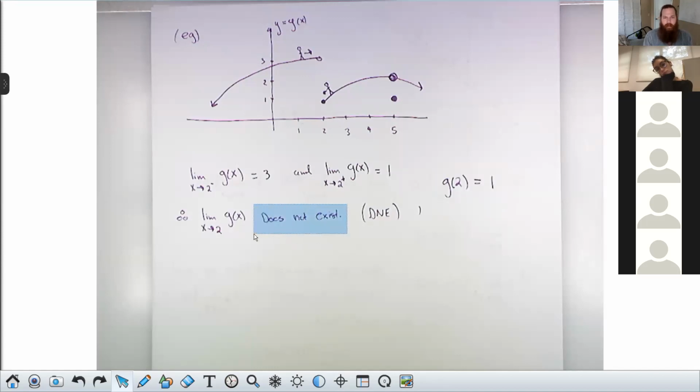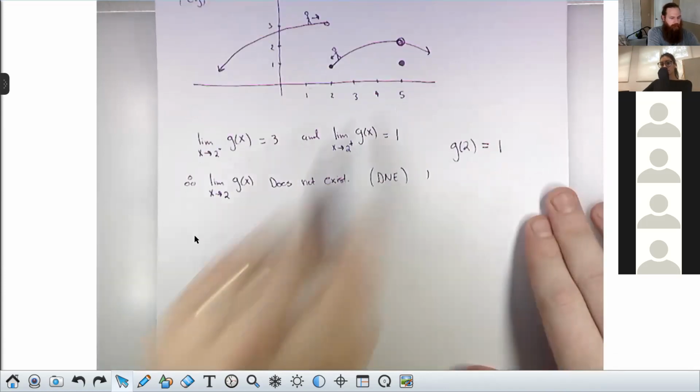But the does not exist language is most often associated with limits. So we'll look at some more examples, and I'll try to give you every permutation of the way things can go wrong. But before we do that, let's finish this. The other spot of interest here is 5.